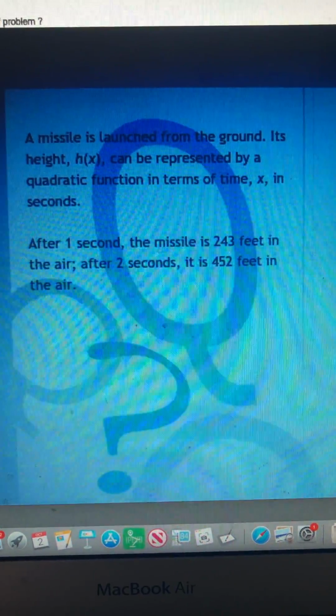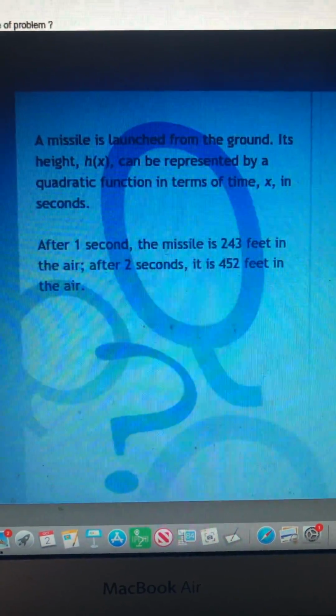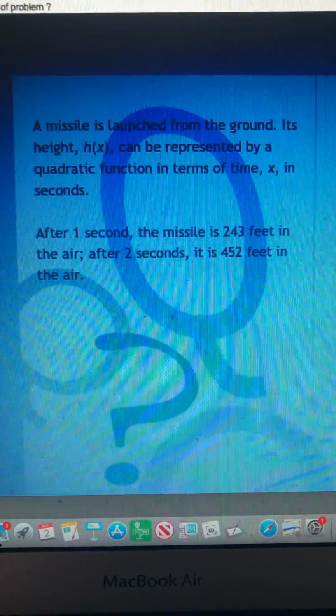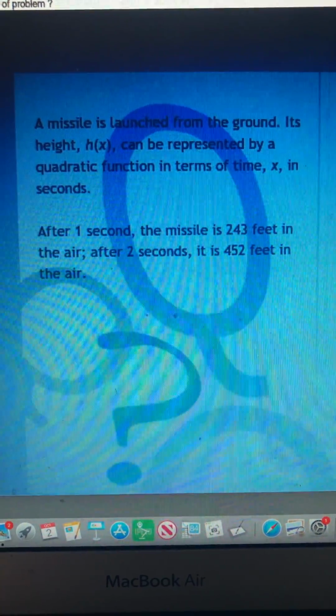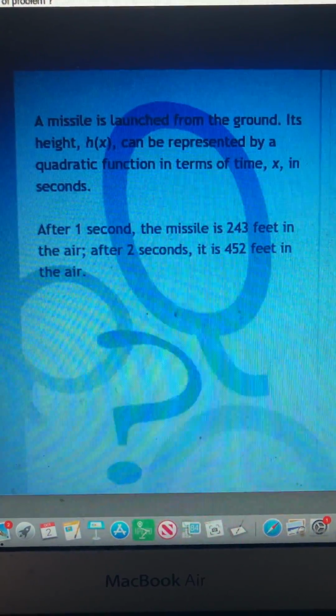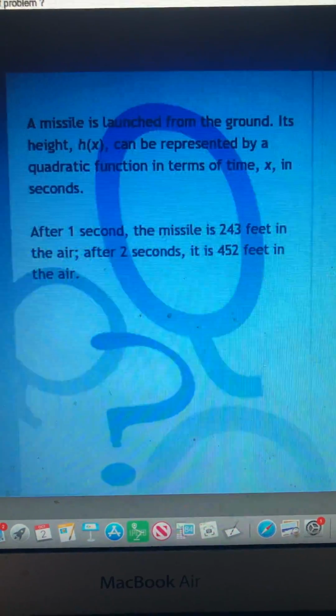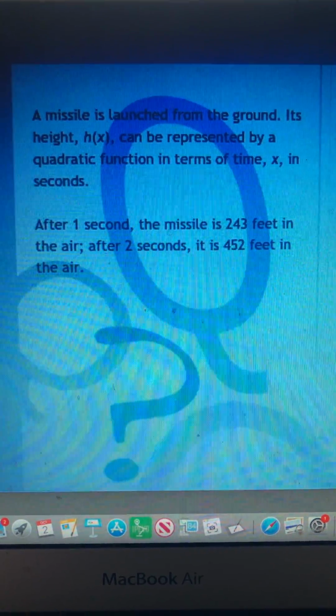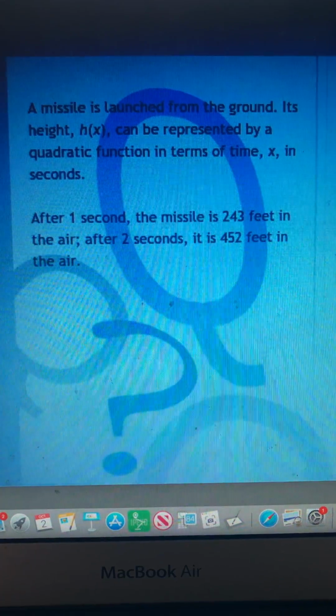All right, a missile is launched from the ground, which, by the way, in itself is your first important piece of information. Its height, h of x, can be represented by a quadratic function in terms of time, x. After 1 second, it's 243 feet in the air, and after 2 seconds, it's 452 feet in the air. So let's just take a look.